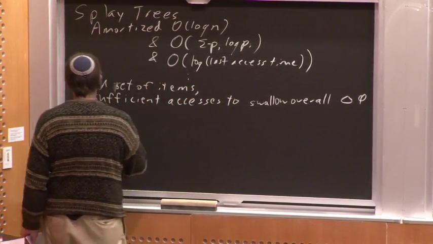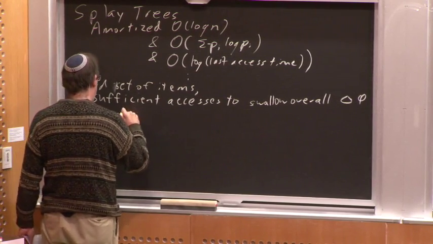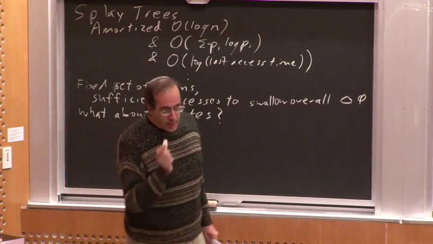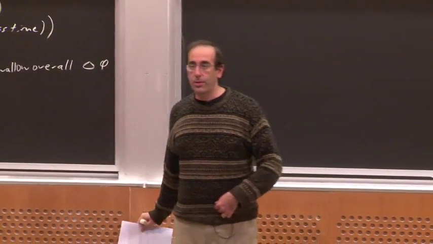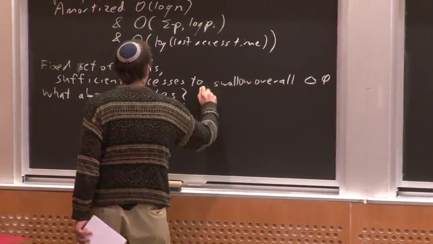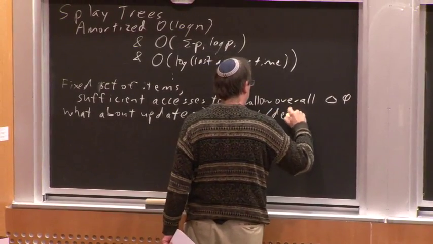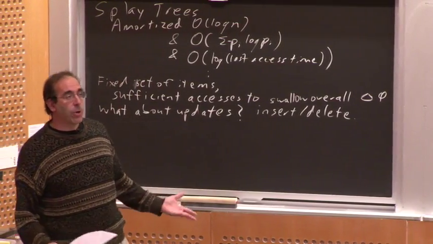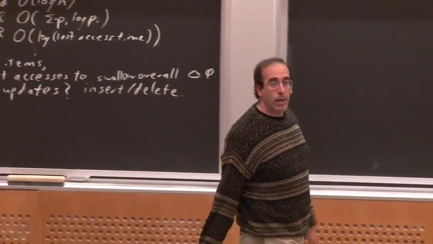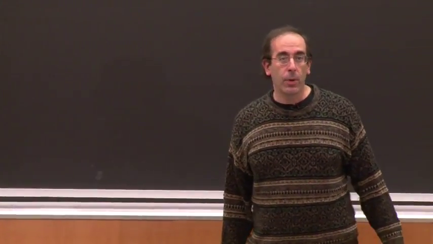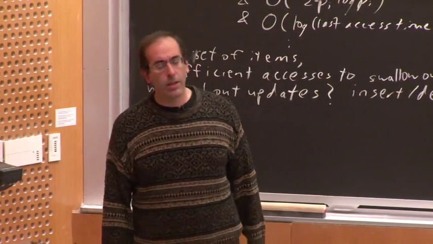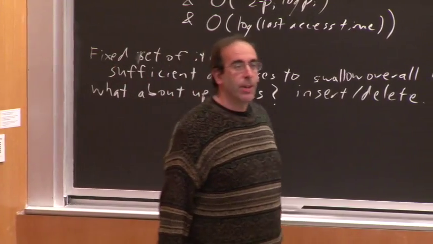But there's still this question, what about updates? Yes, it's nice to be able to search, but often you have to build the data structure first. You have to insert and delete. So we have to decide how we're going to do these operations on the splay tree, and then what kind of cost is associated with them. Okay? Let's do insertion first. How might you go about inserting an item into a splay tree?